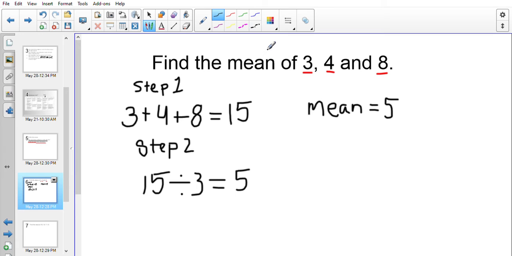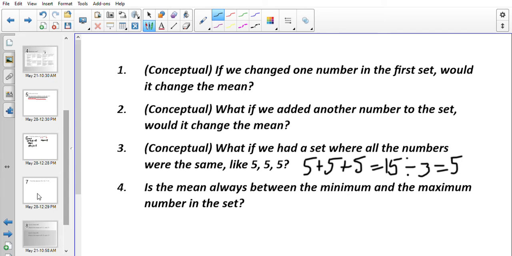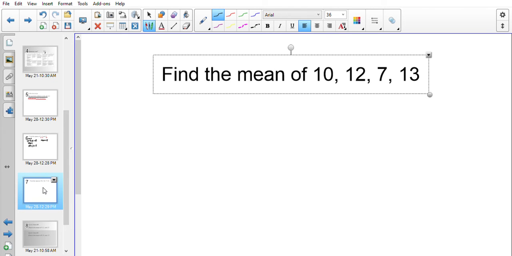So our average or our mean is always going to be between the minimum and the maximum number in the set. Always. It's never going to be more or less.